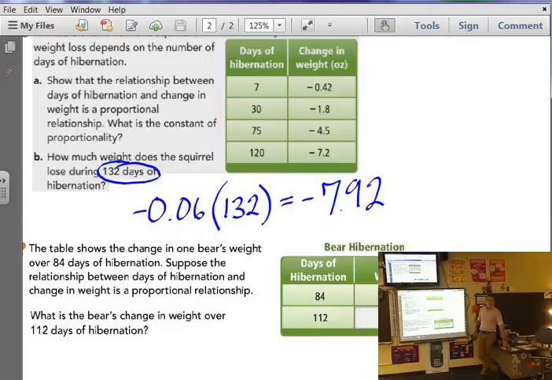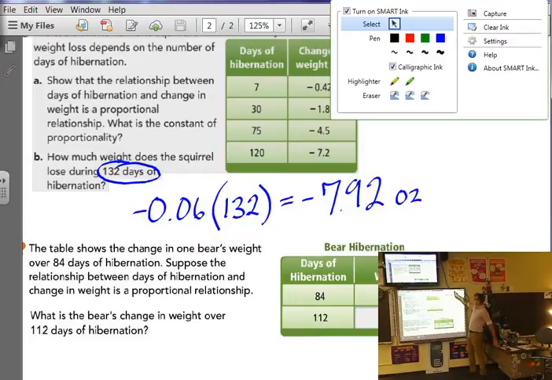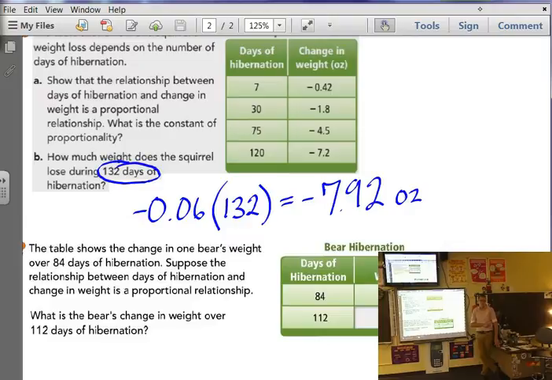How many ounces are in a pound? 16. So if this is negative 7.92 ounces, that's half a pound. And to a squirrel, half a pound is a pretty big deal. So pretty soon you'll see squirrels starting to get fat because they're going to get ready for winter. They've got to get ready for their hibernation.